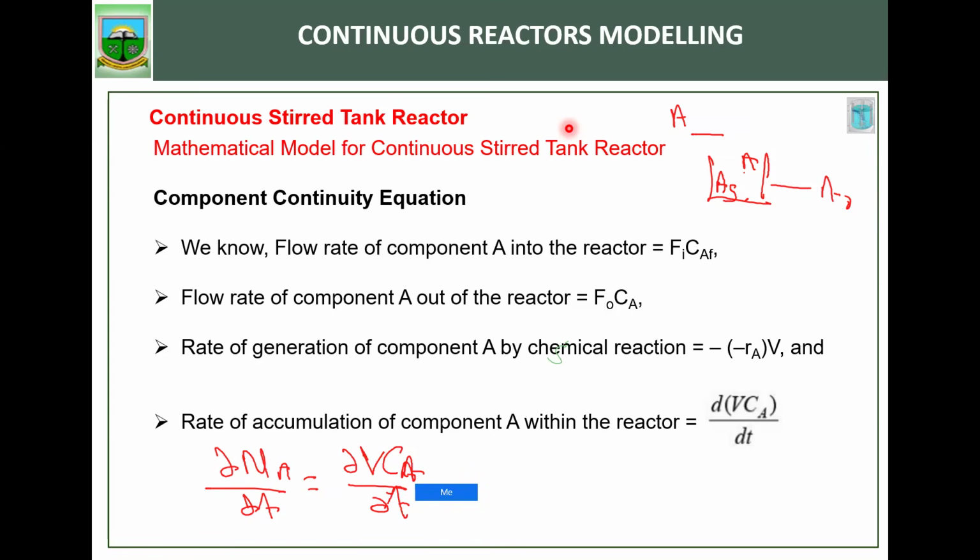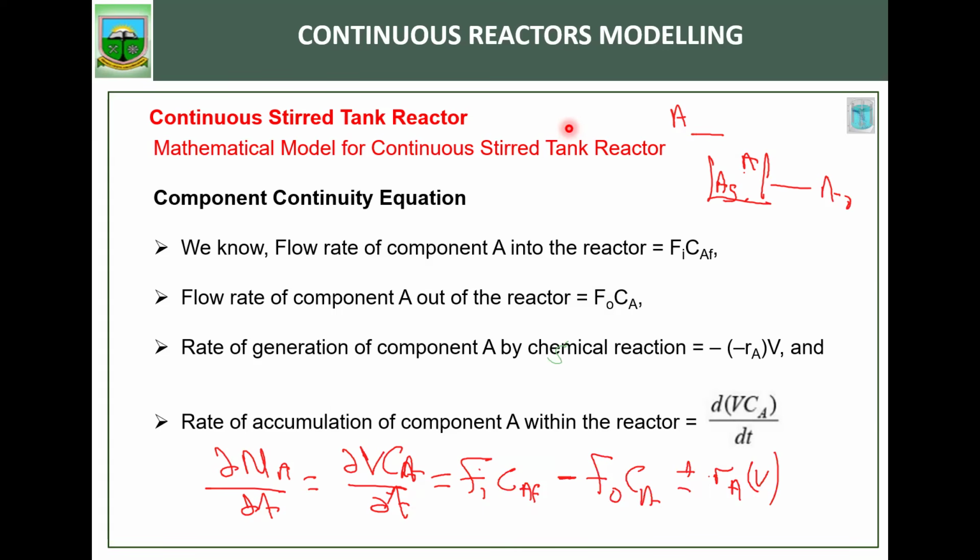You get it? It should be equal to the input moles of A. We are flowing moles, so it's going to be the flow rate times the initial concentration of A, minus the output, right? Then plus or minus, you remember, RA times V. Remember that, and this one will be the reaction term.